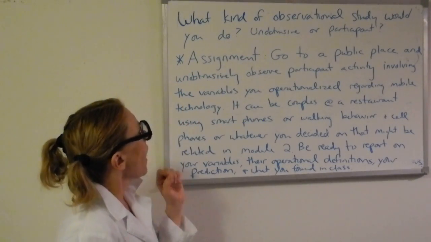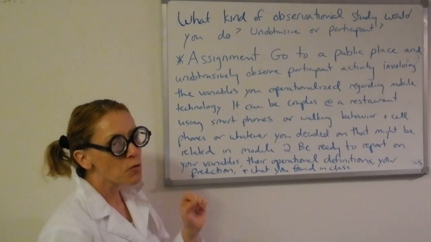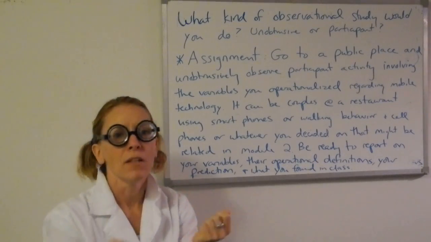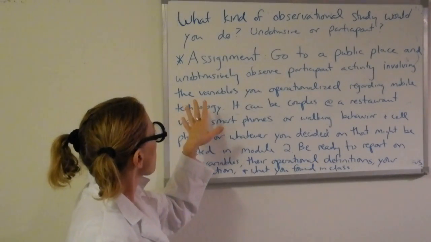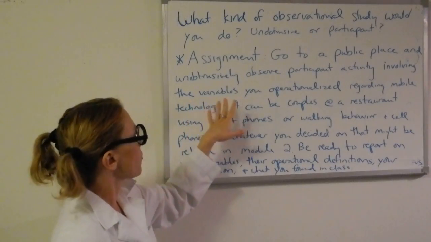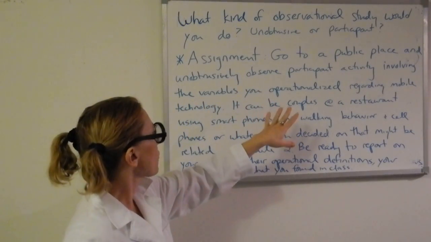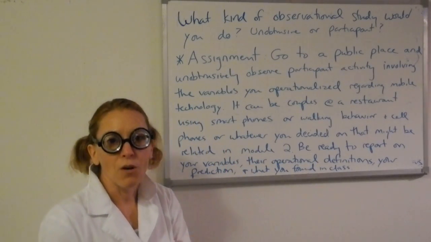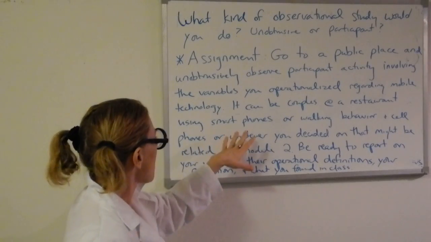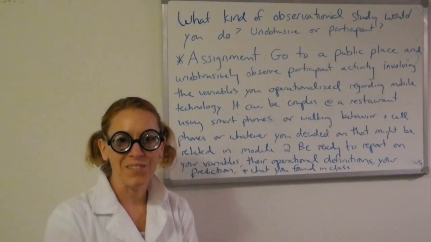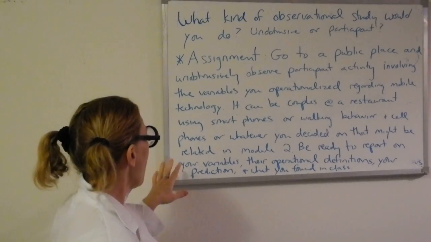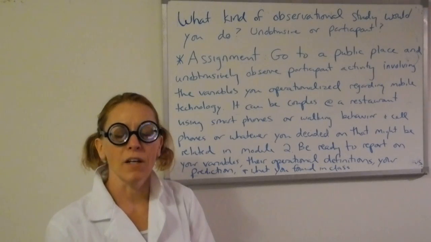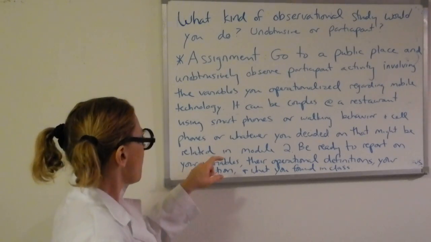And here's the assignment. I'd like for you to go to a public place and unobtrusively observe. That means do not make yourself known to the people. Do not stand up with a clipboard and stare at them and be real obvious. Unobtrusively observe participant activity involving the variables you operationalized earlier in Module 2 regarding mobile technology. It can be couples at a restaurant, texting other people or each other, using smartphones, or it could be how people walk when they're trying to text or do whatever on their phones. It could be whatever you chose as variables that you thought might be related to one another earlier on in Module 2.